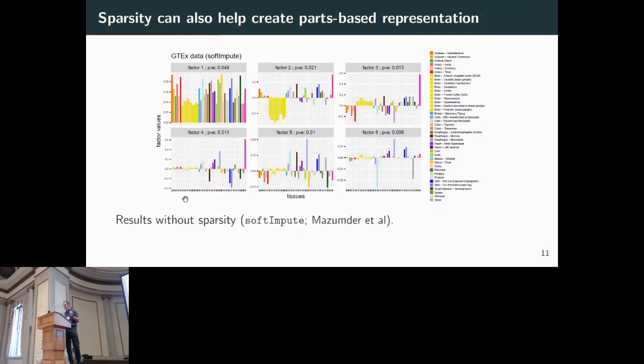But where the real difference obviously comes is in factors 3, 4, 5, 6, which really show almost random patterns of change across different tissues. It doesn't pick out the two skin tissues or tissue-specific things. And this is, as I said, kind of typical of PCA-type methods, that you might interpret the first two components and then you give up.